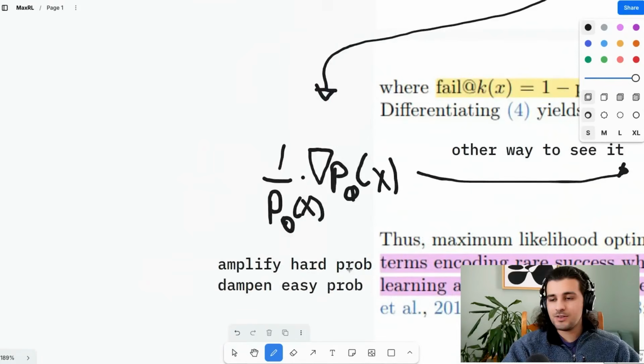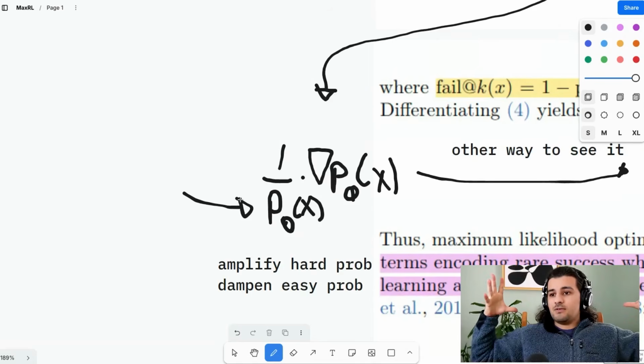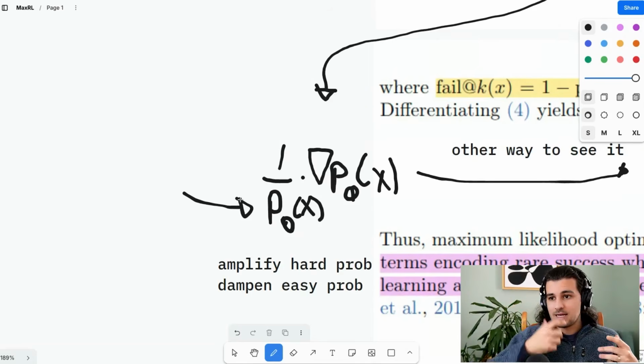Let's look at this element first. This amplifies the hard problem. So if the probability of the thing is very small, it will explode it. If the probability of this is high, like it is easy to do, the division will be much smaller.